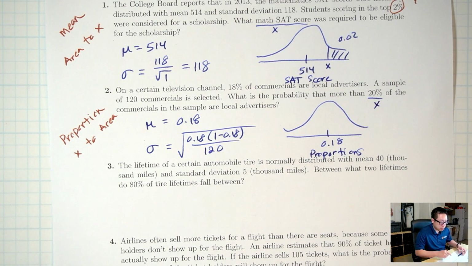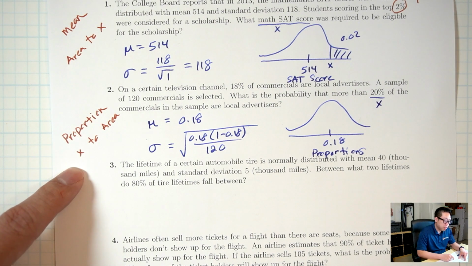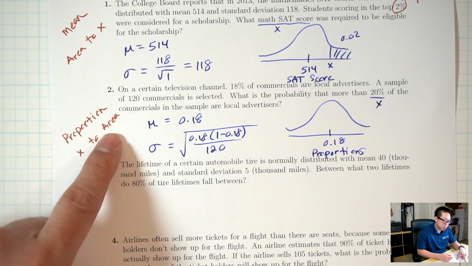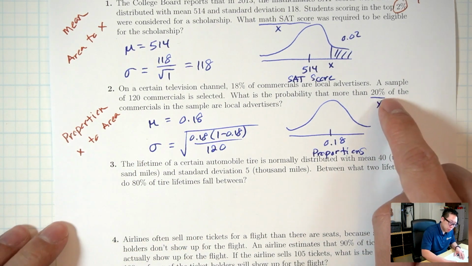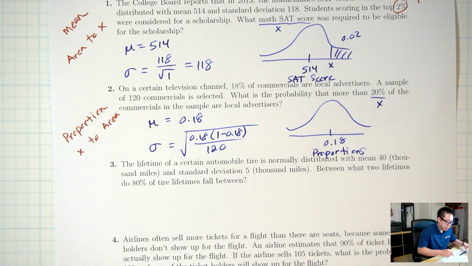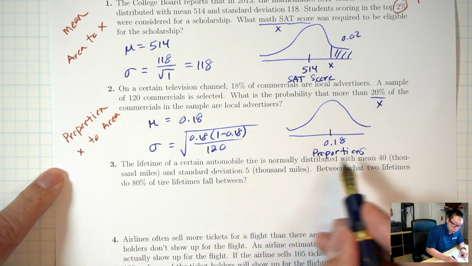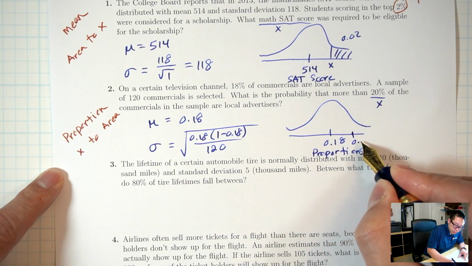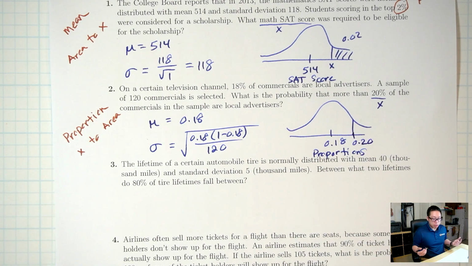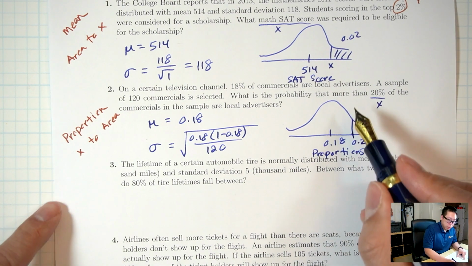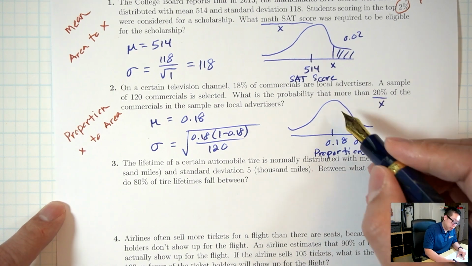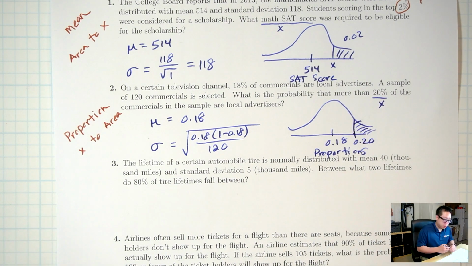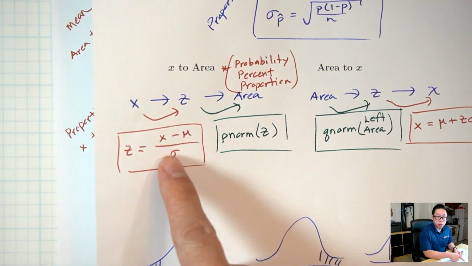And the reason why it's an x is because for proportions, it's always going to be x to area. So whatever I'm giving you has to be x, right? I wouldn't be giving you an area because that's what I'm asking you to find, right? So this 20% is an x, which would go on the x-axis with the other proportion, the 0.18. So that would be 0.20 over here. And then is this shaded left, shaded right, or shaded between? More than 20%, that would be shaded to the right. Okay, this is x to area, so then your next step would be to do z-score and then p-norm.